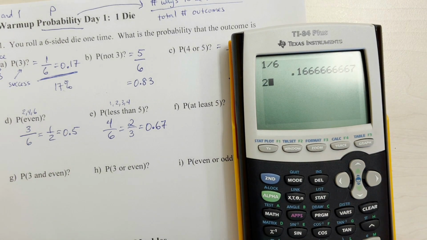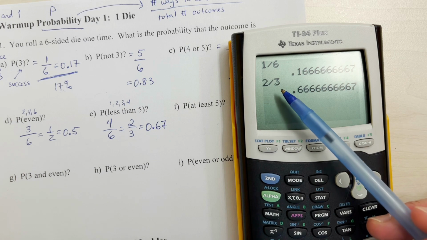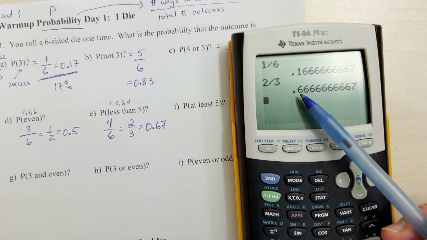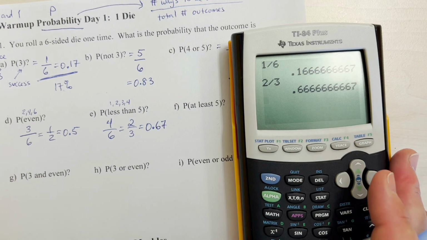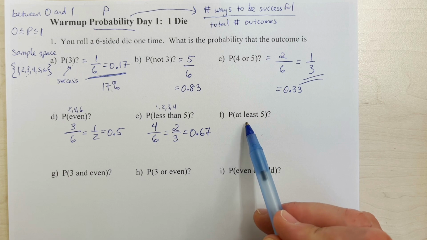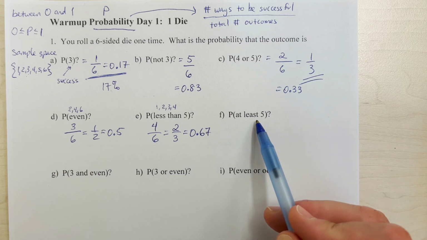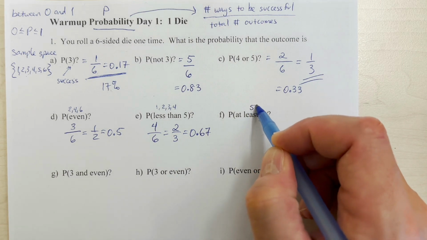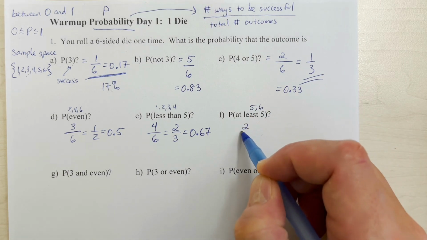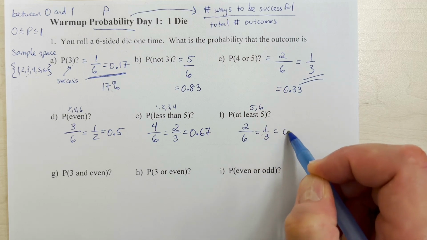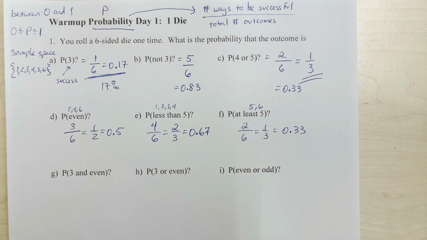This is also where knowing some basic decimals can be very helpful to you. 2/3, 1/3, those come up a lot. 0.6 repeating, so 0.67. What is the probability that our die is showing at least a 5? Now that means 5 or more, and in this case, that could be a 5 or a 6. Well, 2 ways out of 6, which is 1/3, 0.33 again.